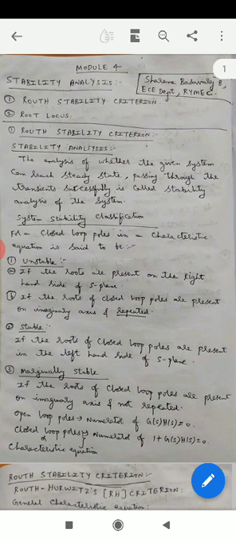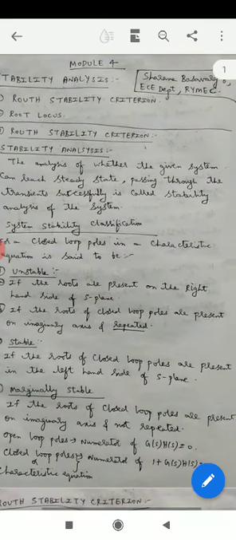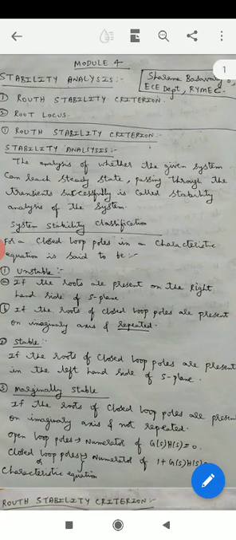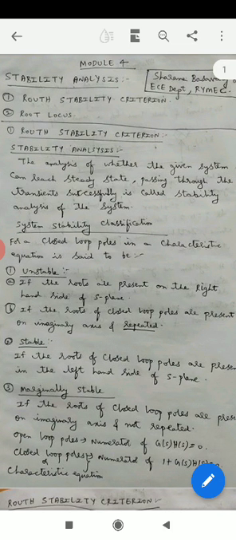So first let us know what is the definition of stability analysis. The analysis of whether the given system can reach a steady state passing through transients successfully is called stability analysis of the system. So this is the definition of stability analysis, and we will classify the system as stable, unstable or marginally stable based on certain conditions.